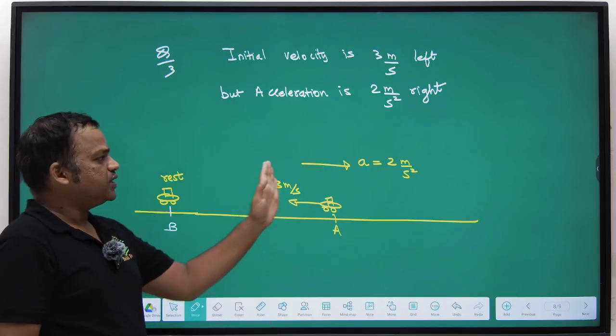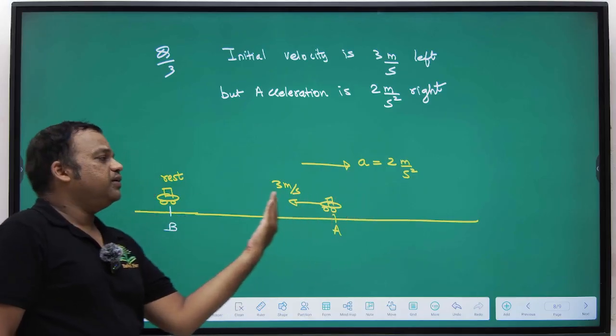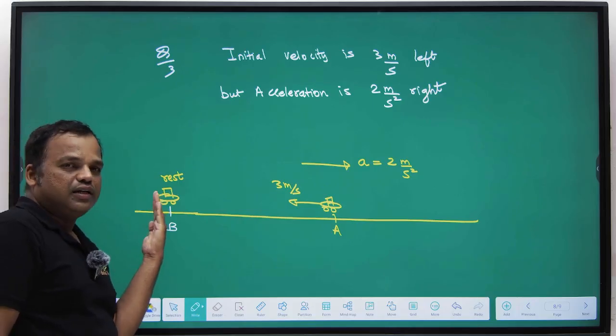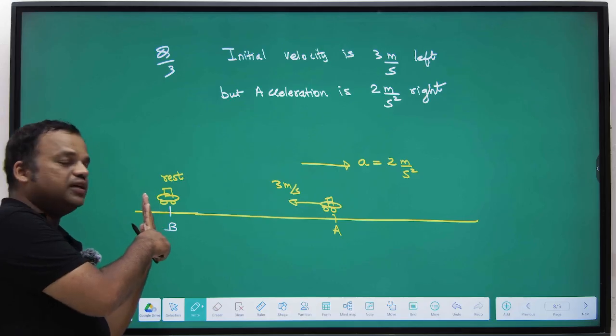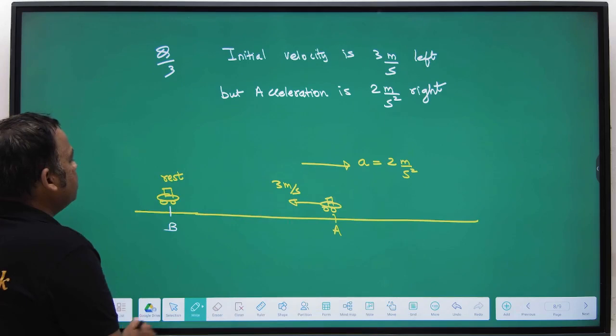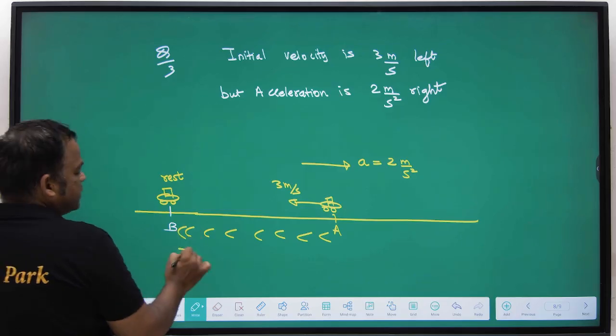So in this situation, acceleration is rightward, initial velocity is leftward. So the particle will go left side until it comes to rest. Then it will not be at rest permanently, it will go right side. So the motion will be like this. It is going left side, then it is going right side.